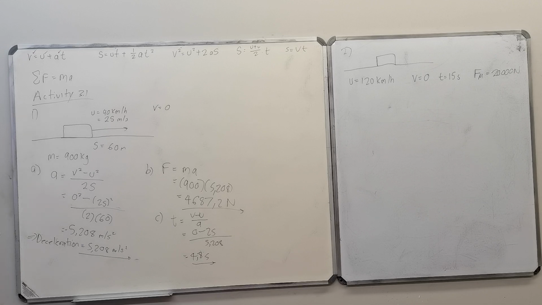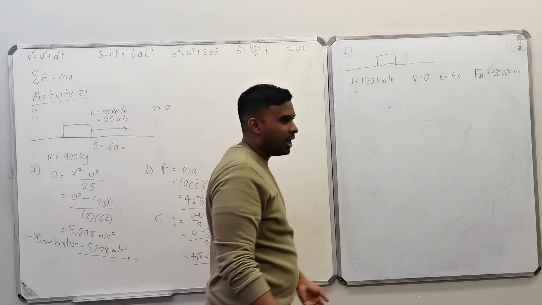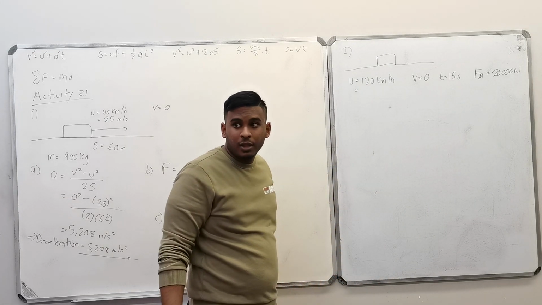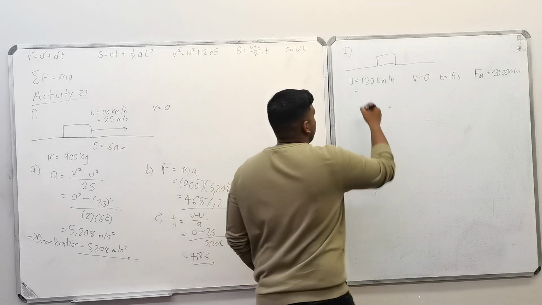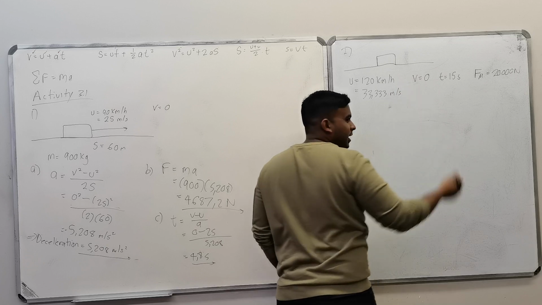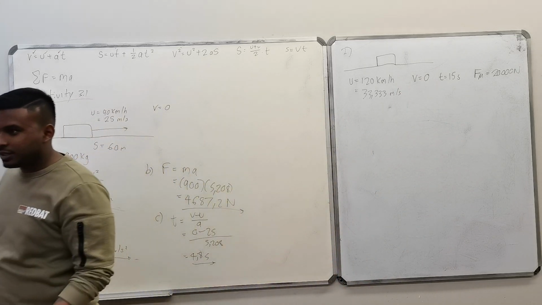So they're asking you to calculate the mass of the truck. So first thing, let's convert this from kilometers per hour. How would you convert that? 33.33. So this will become 33.333 meters per second.